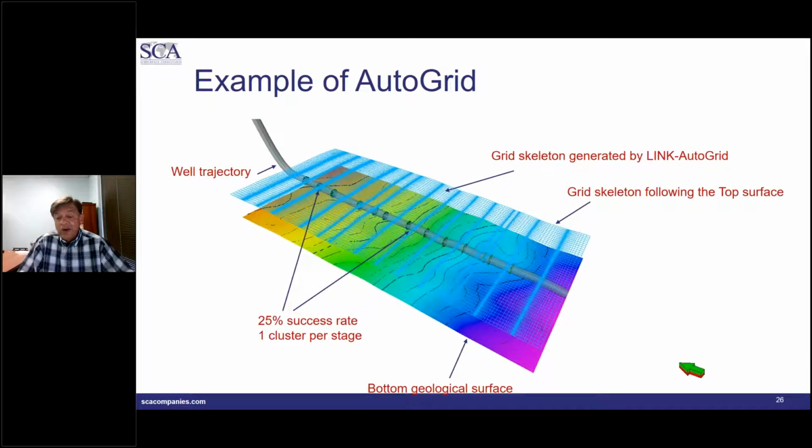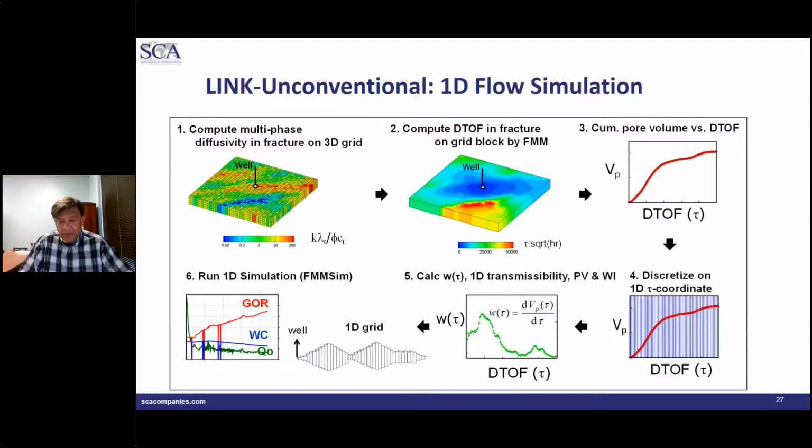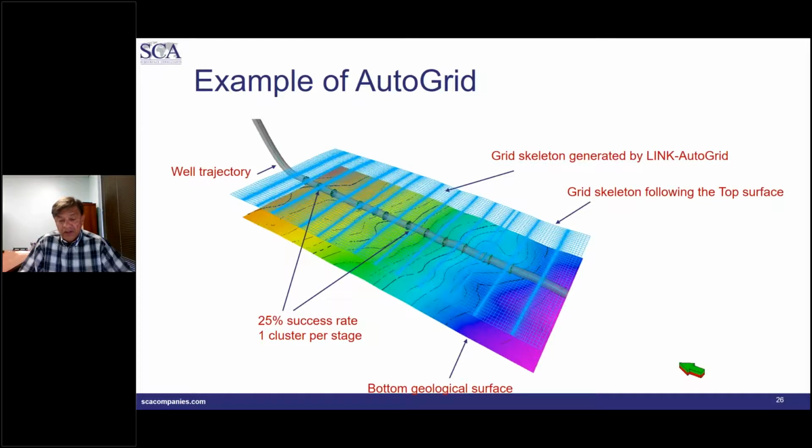So this is an example of AutoGrid, and you can see how the grids are created. These are grids which are based on basically where the fractures are.